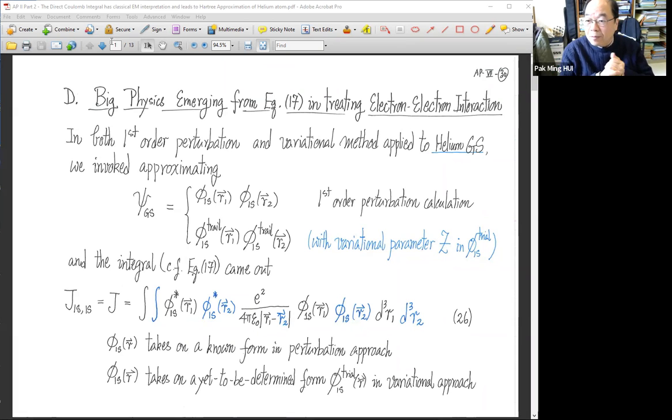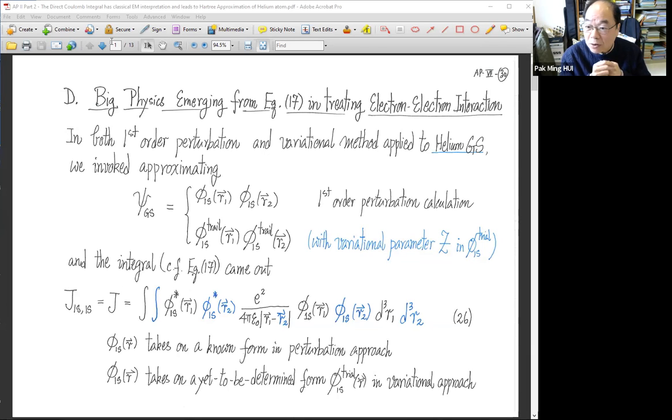Last time we did something rather profound. We did the first order perturbation calculation for a helium ground state, and then we also turned it into a variational calculation. The results become better and better in comparison with the actual value. And more than that, in these two calculations, there is one integral that came out. First of all, we were discussing that this integral has a classical electromagnetic theory interpretation.